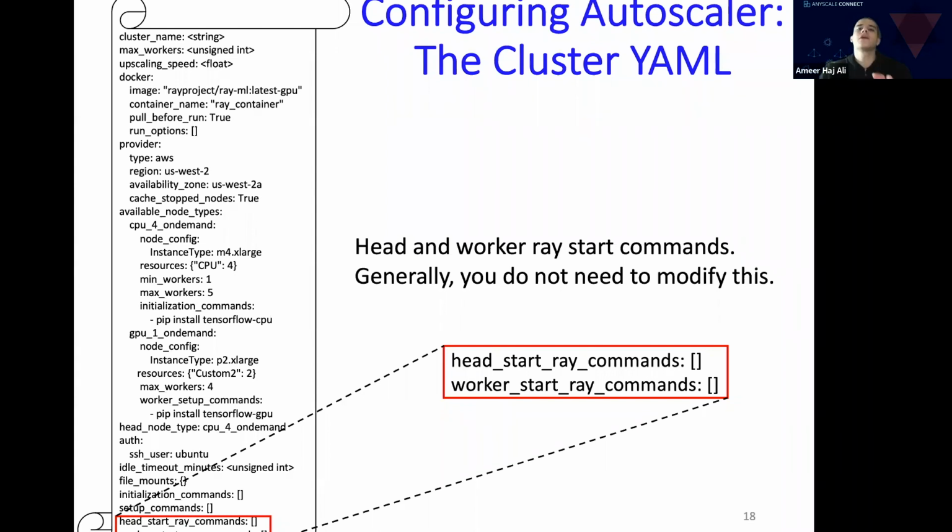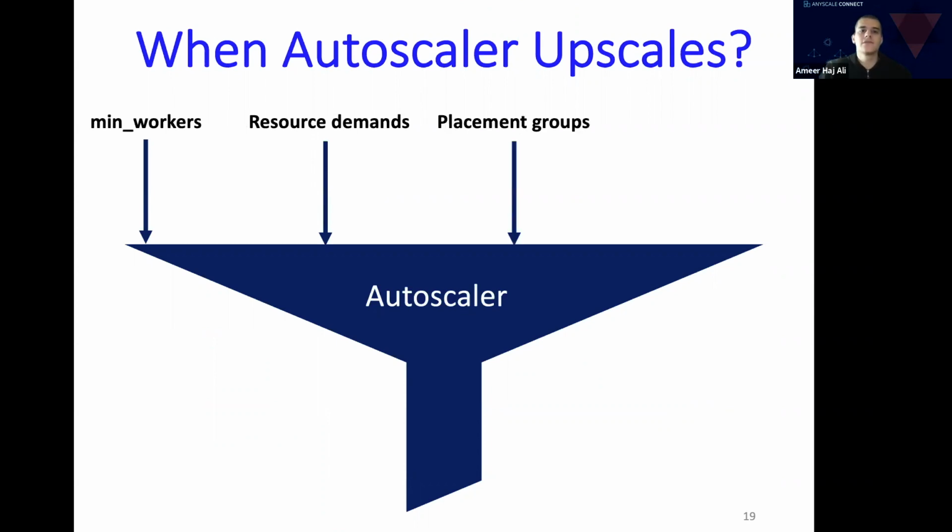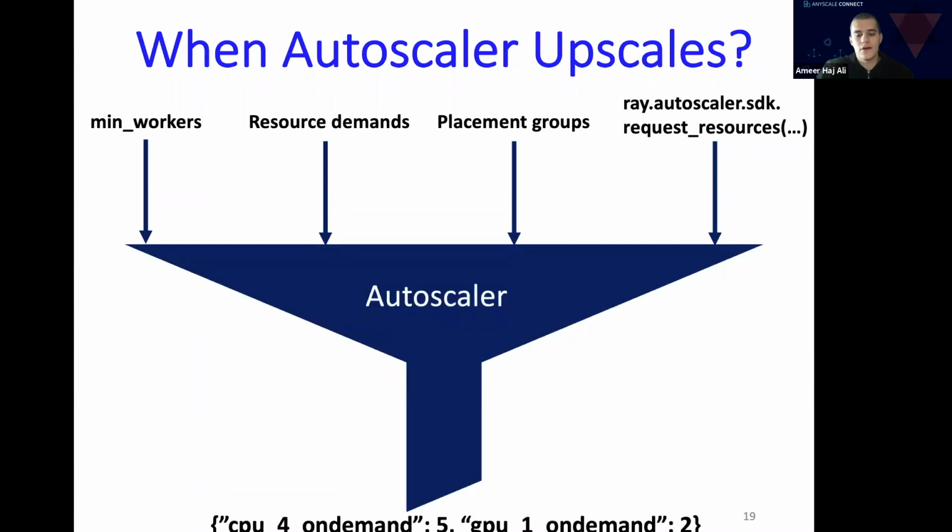So once you have configured your Autoscaler and started your Autoscaler, when does Autoscaler actually upscale? There are 4 things that basically Autoscaler looks at before making the upscaling decision. It looks first, of course, at the min workers, the resource demands, basically the application demands, the placement groups, and the Autoscaler SDK request resources API. I will go into detail on all of these in the next slides. From this list of inputs, Autoscaler calculates through binpacking which node types to start and how many.